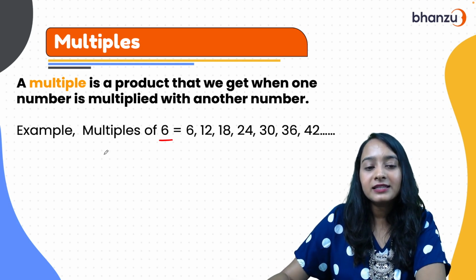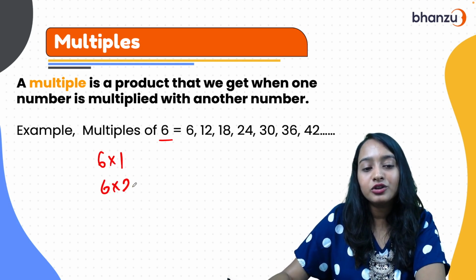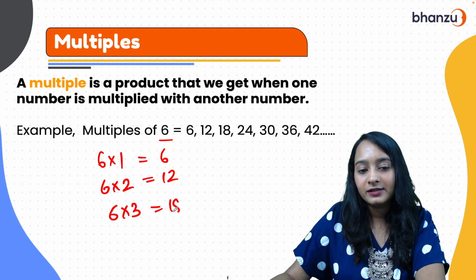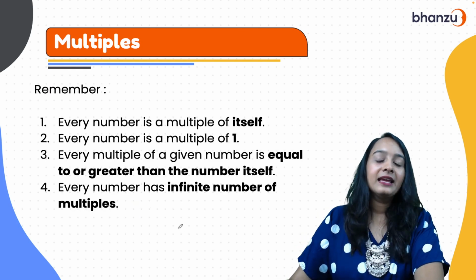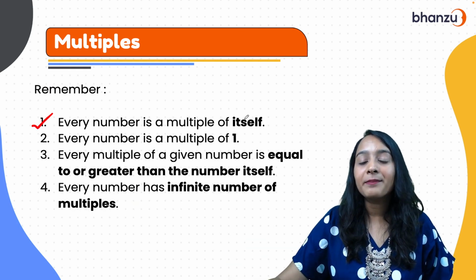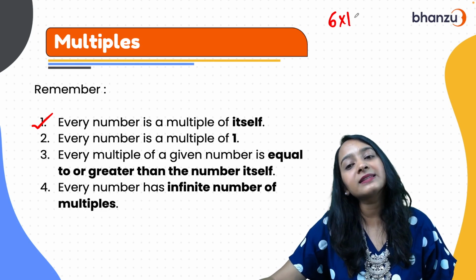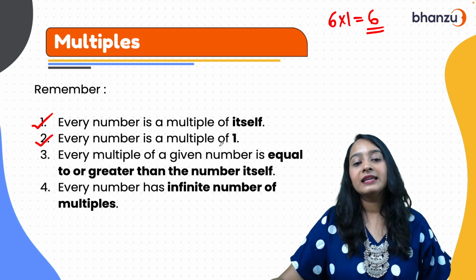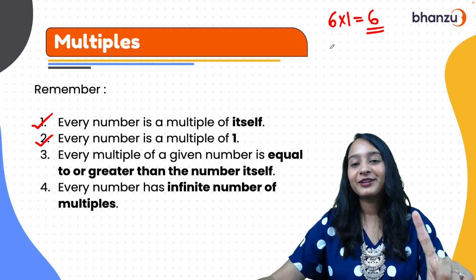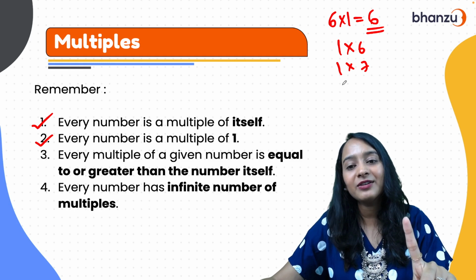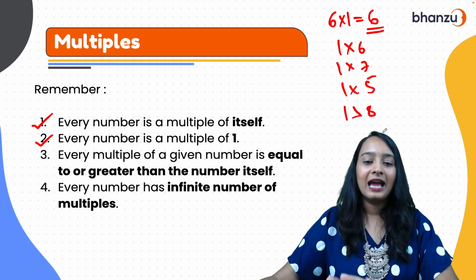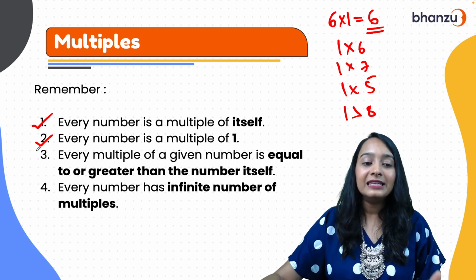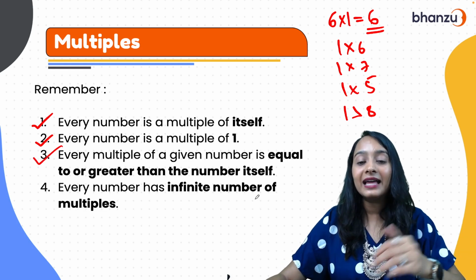What are the multiples of 6? You multiply 6 with 1, 6 with 2, 6 with 3 and so on. You would be getting the multiples of that number. Remember, every number is a multiple of itself. Why? Because we can always multiply 6 with 1, and you'll get back your 6. Every number is a multiple of 1 because 1 into 6, 1 into 7, 1 into 5, 1 into 8 and so on. So every multiple of a given number is equal to or greater than the number itself.